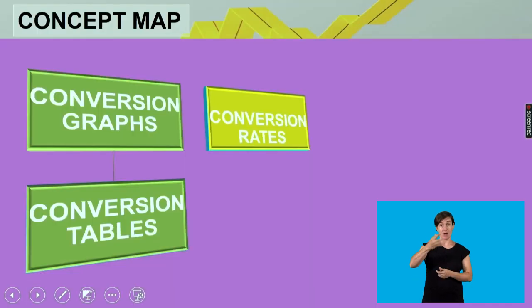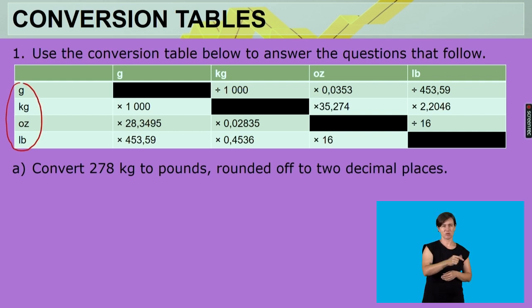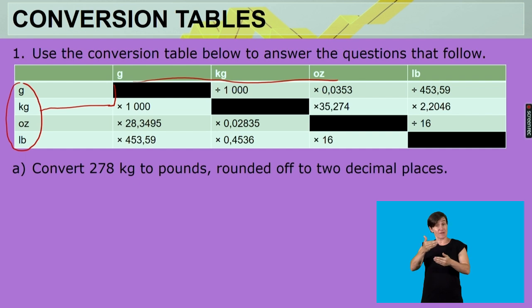Let us now look at conversion tables. So here's our first question. It says, use the conversion table below to answer the questions that follow. Looking at our conversion table, good practice is to see what's happening first. Here I have my kilograms, grams, ounces, pounds, as well as the same here, right? And then I have my conversion factors. For example, if I convert kilograms to grams, I will multiply by 1,000. So it's important for you to understand how the table works, to interpret it, so that you can perform calculations based on the table.